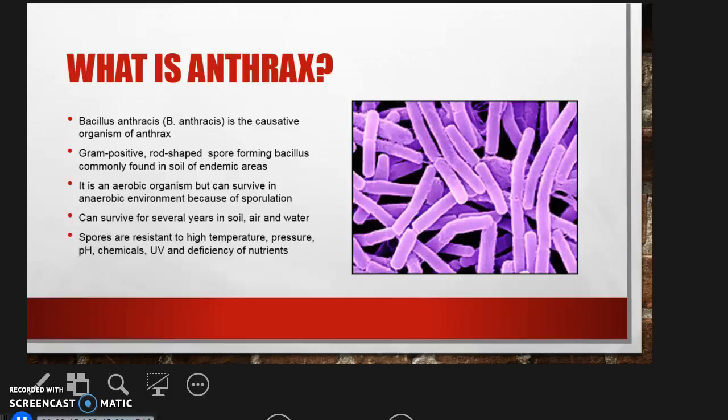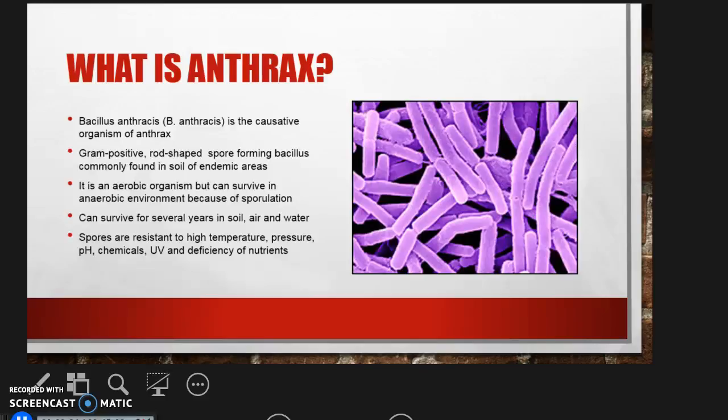What is anthrax? Bacillus anthracis is the causative organism of anthrax. It's a gram-positive, rod-shaped, spore-forming bacillus commonly found in the soil of endemic areas. Endemic areas are agricultural regions of Central and South America, Sub-Saharan Africa, Asia, Europe, and the Caribbean.